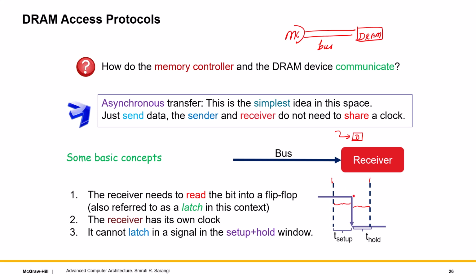Given that every receiver will have its own clock, the signal cannot arrive in this part, or it can't arrive and it can't go away. In this setup and hold window, the signal has to be stable, and that is when the signal has to be latched. That is exactly why communication is kind of tough, because you don't want any transitions in this region. Otherwise, what happens is a phenomenon called metastability. Metastability basically means that the input changes, so the output oscillates, and you never know whether you're latching in a 0 or 1. That's an erroneous situation.